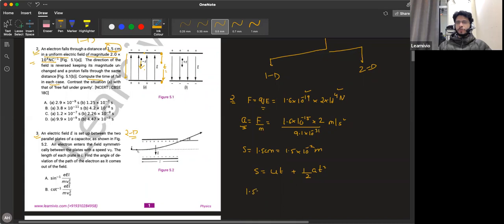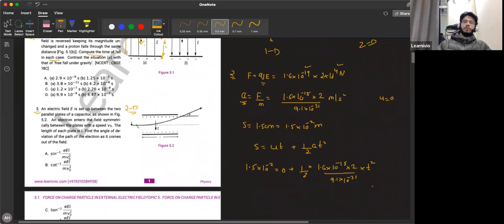So your S is 1.5 into 10 raised to the power minus 2. It starts from rest, so you can say that initial velocity u will be 0, plus half, acceleration is this, 1.6 into 10 raised to the power minus 15 into 2 by 9.1 into 10 raised to the power minus 31 into t square. That's it. Now you can get the value of t. You can easily calculate t, the time taken.